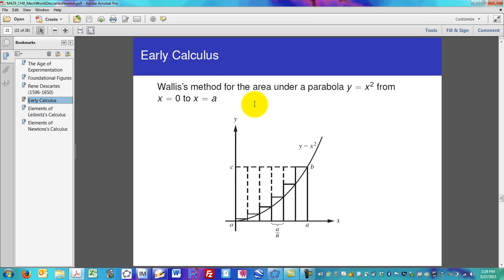But let's move on and talk a little bit more about two other foundational figures in early calculus. One of those is Wallis, and Wallis is able to find a method for integration, or what we would think of as integration today. And of course, the picture sure looks a lot like elementary pictures of integration found in calculus textbooks. So let's talk a little bit about Wallis's method for finding the area under a parabola. Let's use the parabola y equals x squared, and we'll find the area from 0 to a variable width of a.